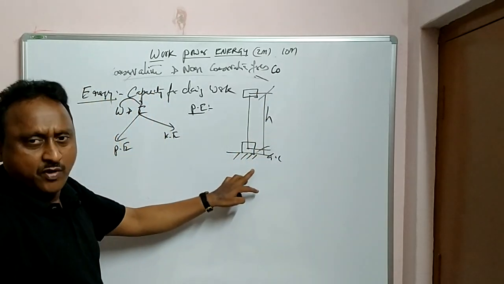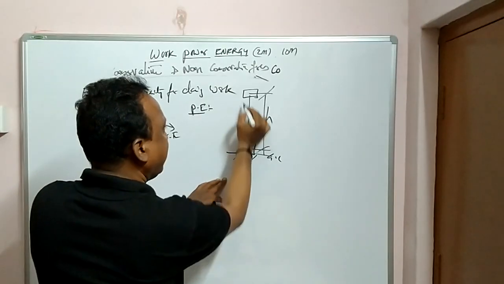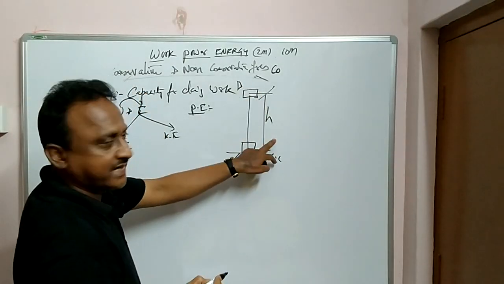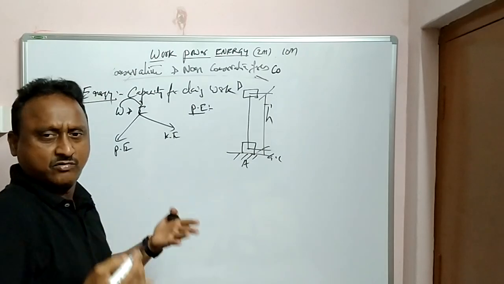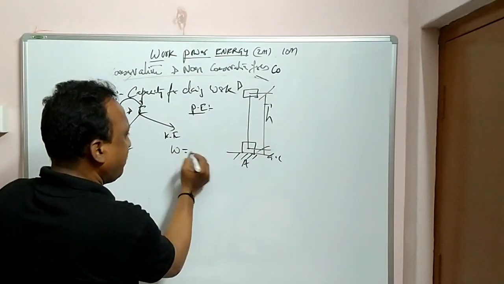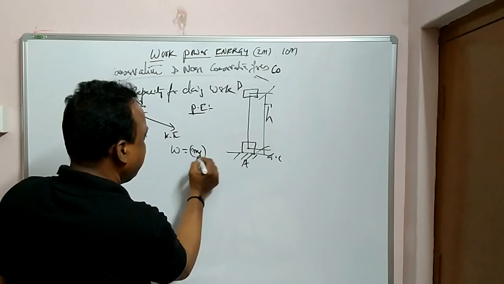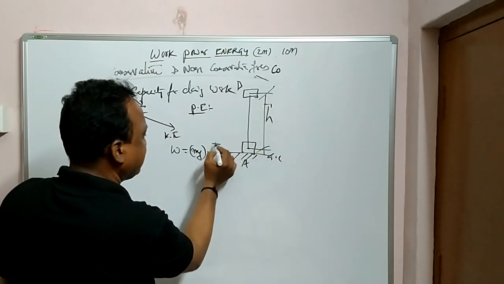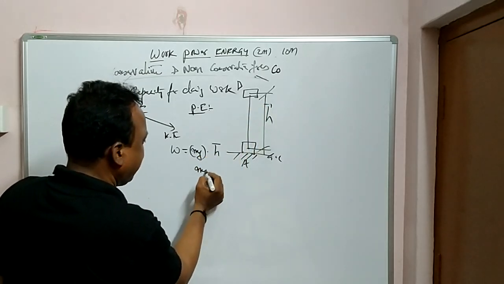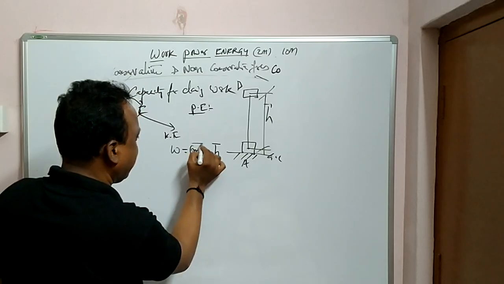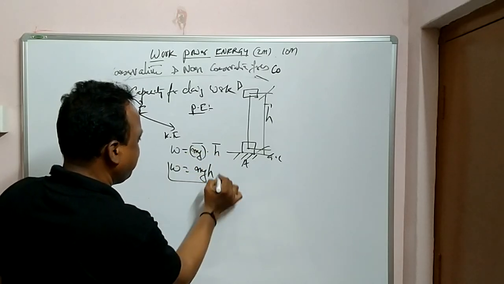If I have to take a block from ground level A to B over a displacement of height h, then I have to do some work. How much work? W is equal to, what is force here? Weight of the body, weight dot displacement, which is h. So what do we get here? mg into h, because this is a vector again, so W is equal to mgh.